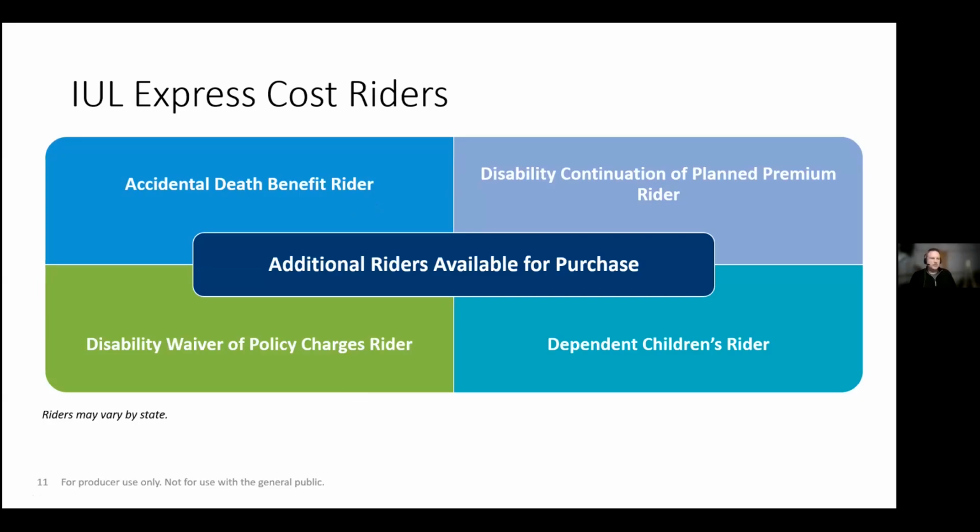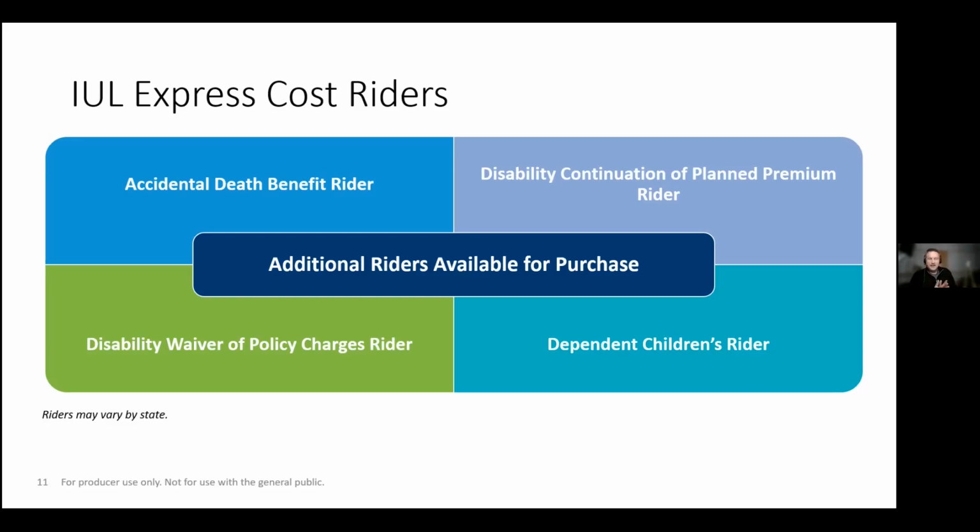And then dependent children, it would be either 5 or 10,000 that they could insure their children while they're still minors. This is something that's more of a term, versus our children's whole life that goes throughout the children's whole life of the policy. This one does cut off basically when the client's children get to age 18.